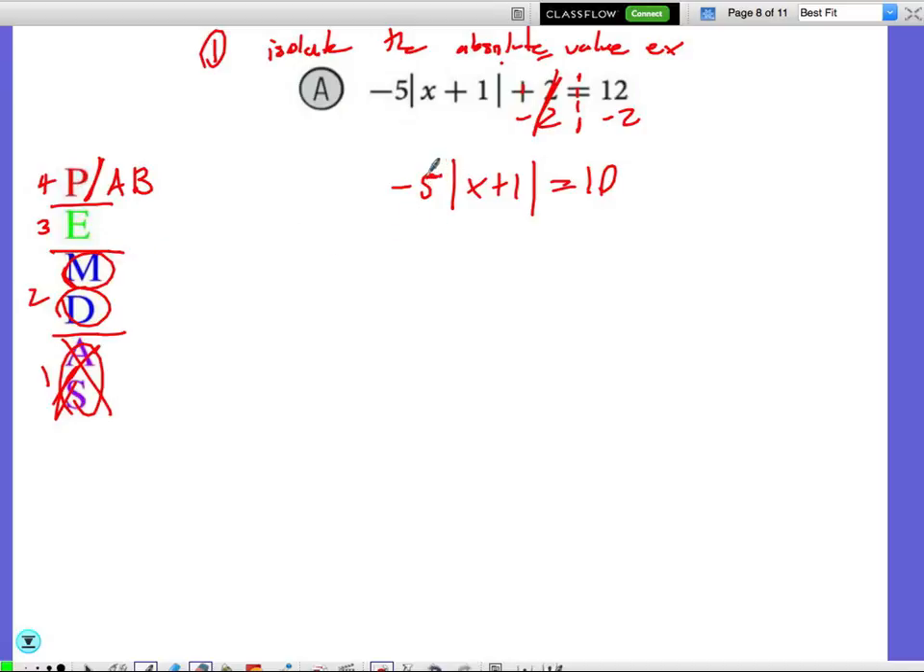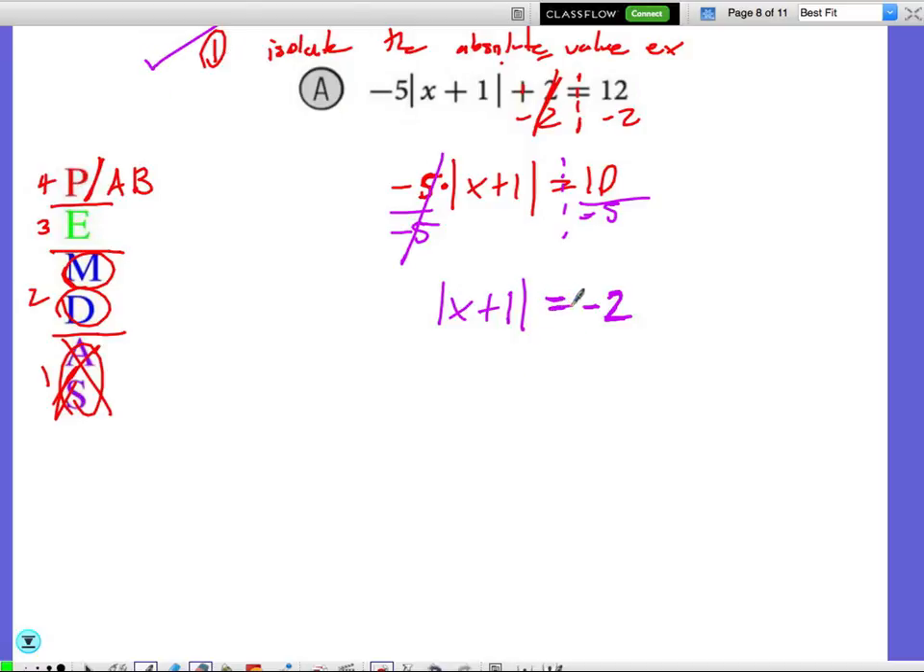Here, again, if we have a number in front of the absolute value, it's basically saying that we're multiplying that number by the absolute value. So -5. What is the opposite of multiplying by -5? Well, it's to divide by -5. Whatever you do to one side, you have to do to the other side of the equal sign. So that goes away, that becomes 1. So we have the absolute value of x plus 1 is equal to 10 divided by -5. That is -2. So the absolute value is isolated. This is done.